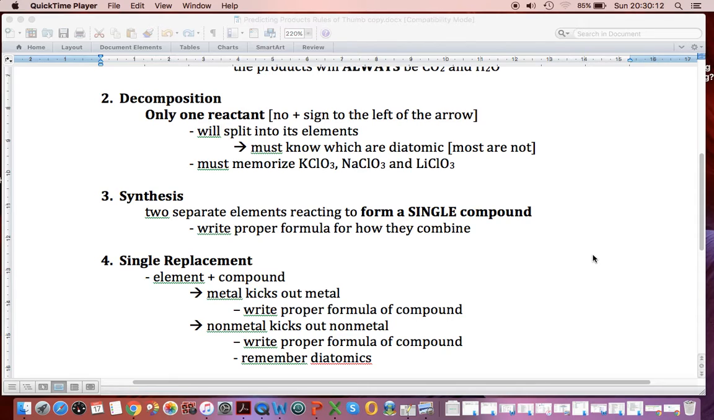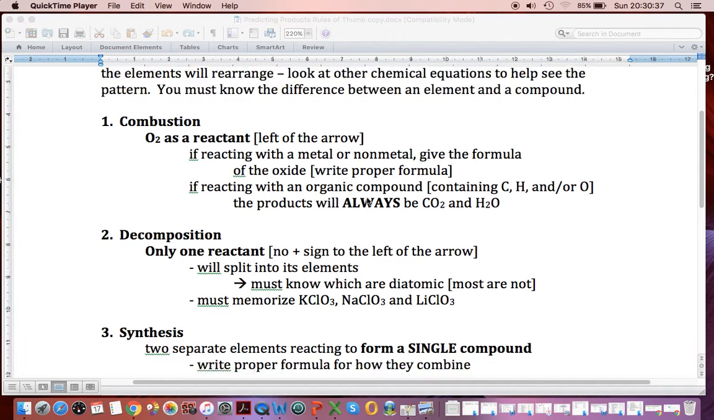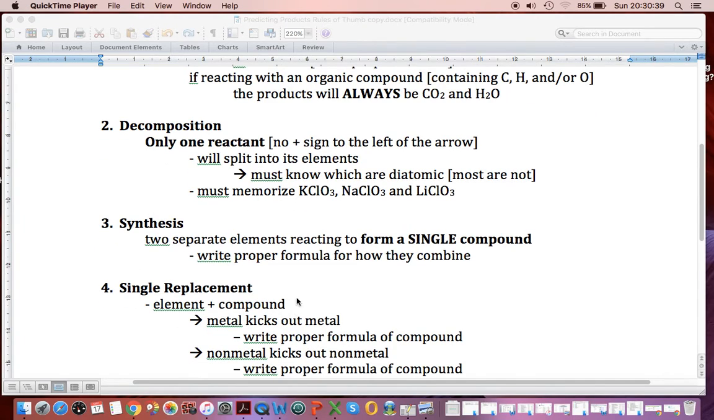But you're going to end up making an element plus a compound. And again, you must remember diatomics. So you have to be able to classify these by knowing the difference between elements and compounds. This is element plus compound. If you saw compound plus element, same thing. Now the nice thing is you don't have to worry about things with oxygen, something reacting with oxygen, because we took care of that with combustion. That's why we did combustion first, so it wouldn't become a nuisance for single replacement.